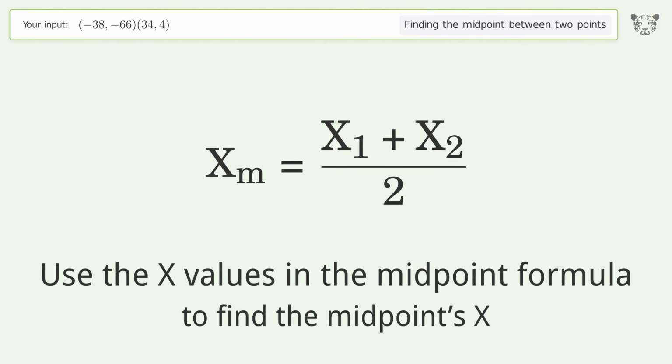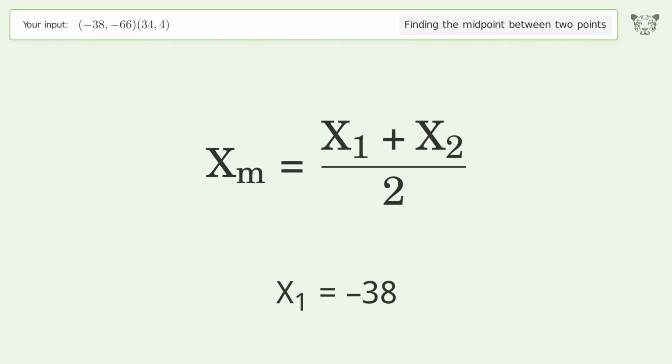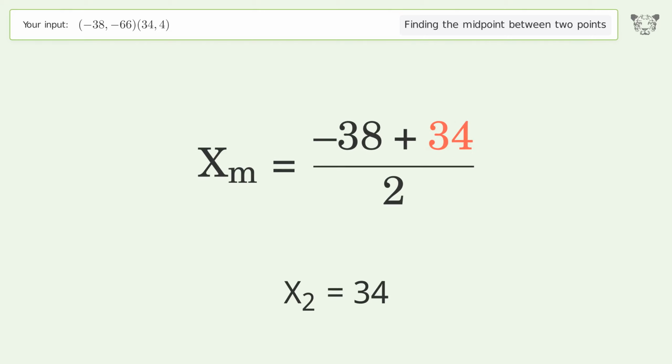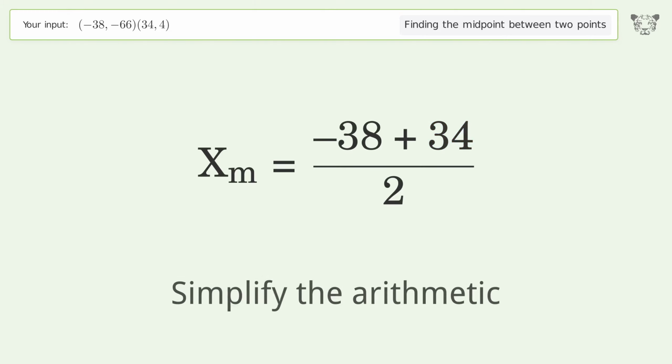Use the x values in the midpoint formula to find the midpoint's x. x1 equals -38. x2 equals 34. Simplify the arithmetic.